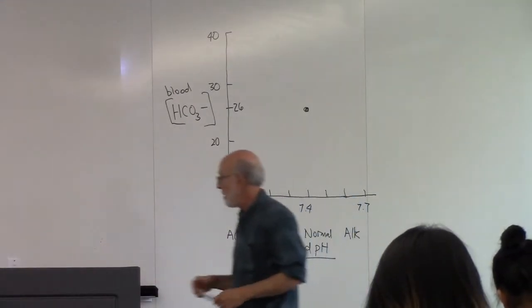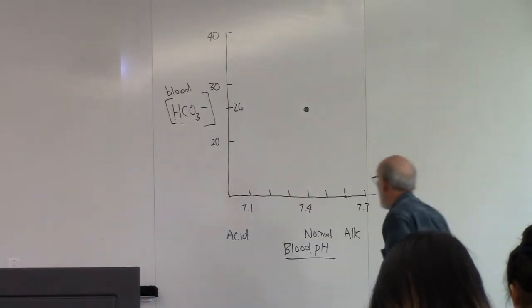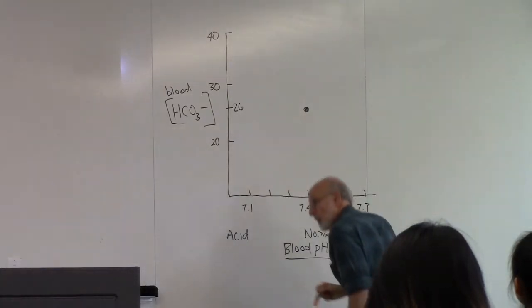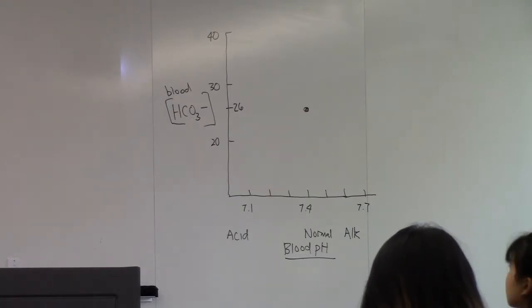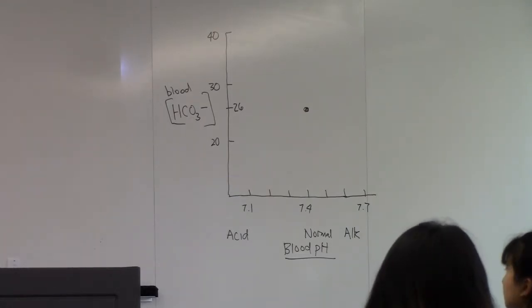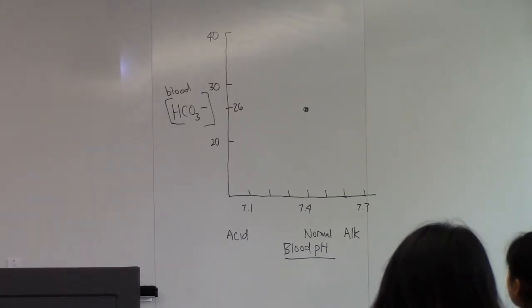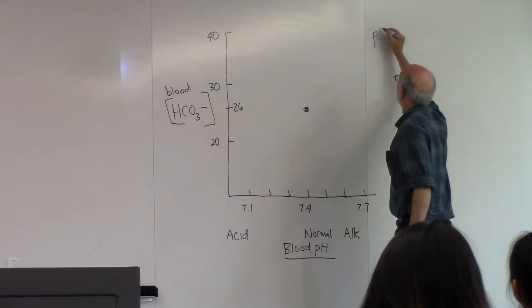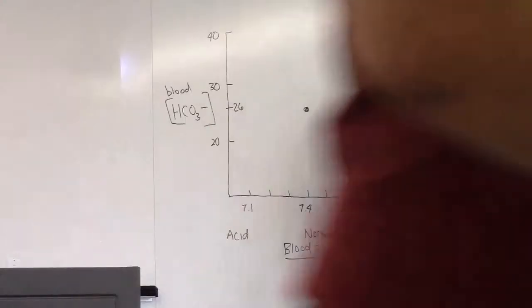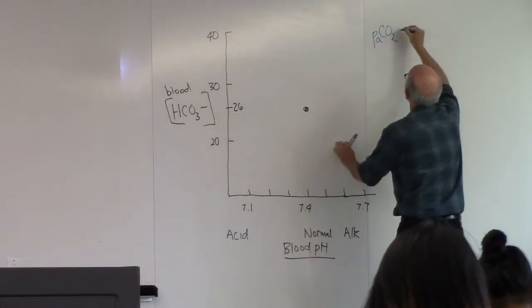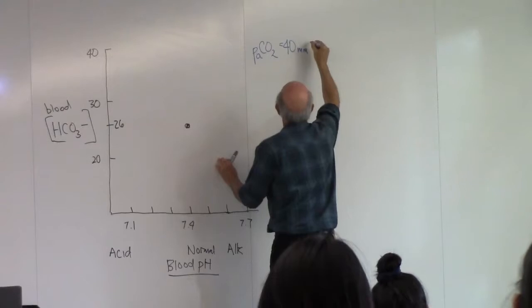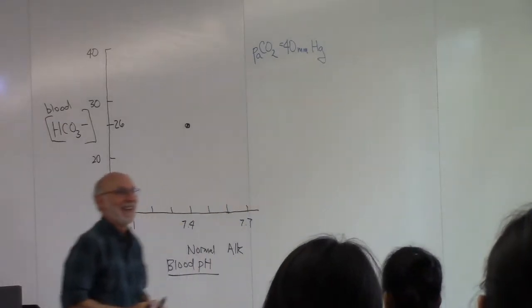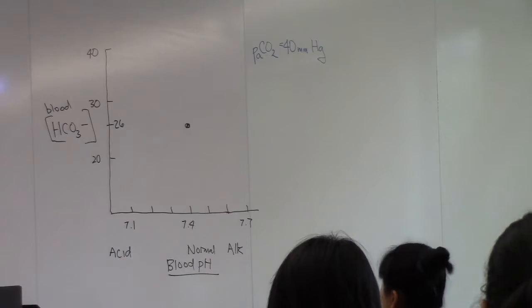The normal partial pressure, I guess we're talking about arterial partial pressure of CO2, is 40 millimeters of mercury. That's a normal value.